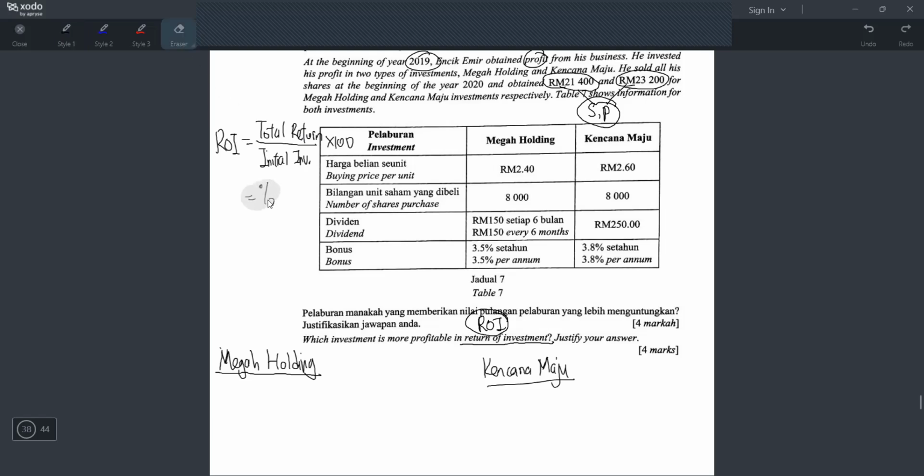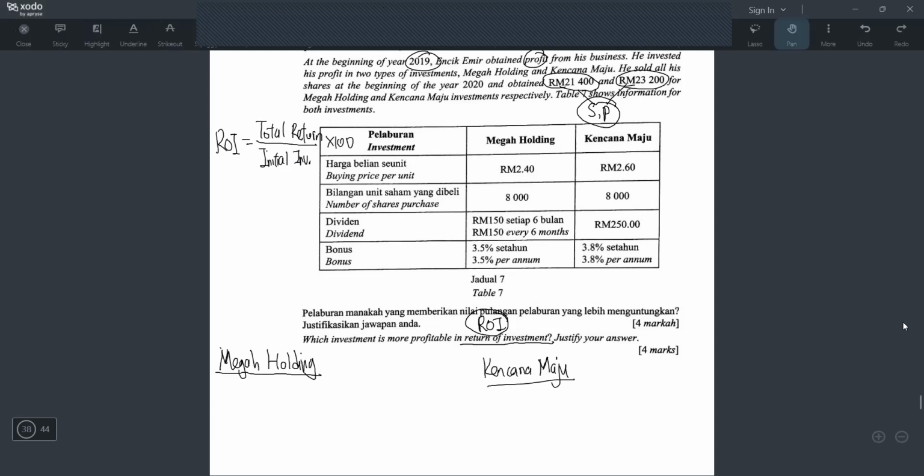Let's repeat one more time. What is the formula? Total return, in other words the total profit, divided by initial investment. What is initial investment? The amount you spend to buy something. And then times 100.